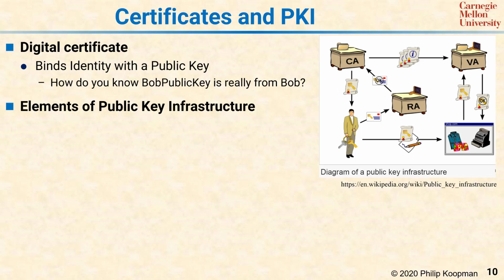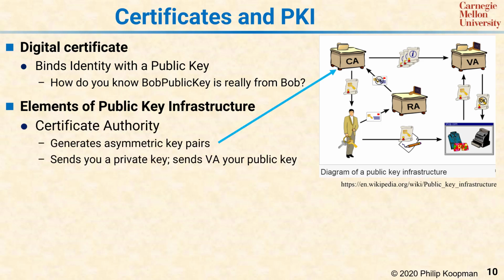Now to get there, you have a somewhat complicated process. It involves 3 different players. The first is you need a certificate authority. This entity generates asymmetric key pairs, and it sends the owner of the key pair a private key and sends the validation authority, which we'll get to in a minute, the public key.